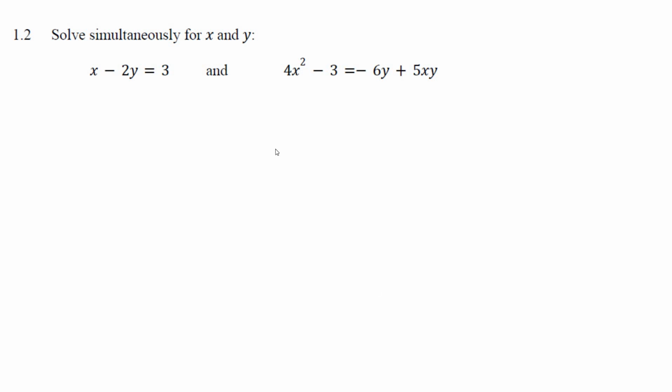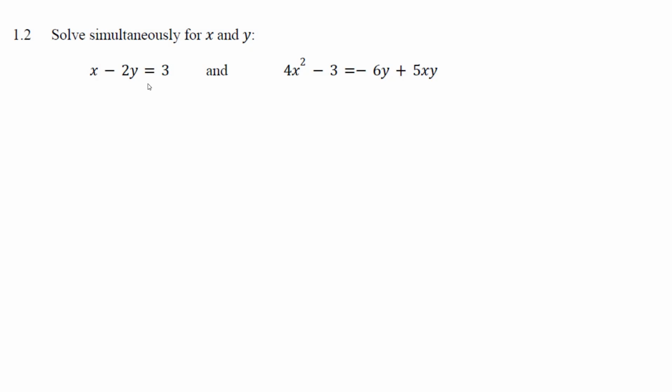Okay, let's try this simultaneous question. What you have to do is you've got a linear and you've got something that looks a little quadratic here, and you've got to figure out the x and y value that'll work in both. Well, the first step is to take the linear equation, and write it in terms of one variable.